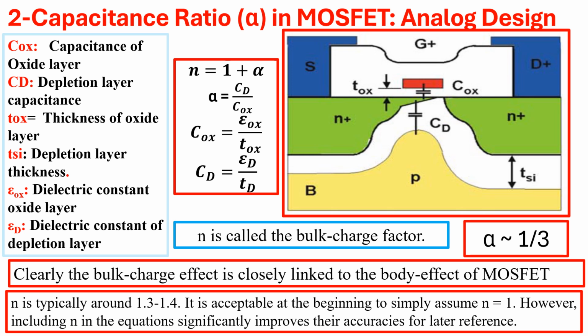N is typically around 1.3 to 1.4. It is acceptable at the beginning of the modeling to simply assume N is equal to 1. However, including N in the equation significantly improves the accuracy and efficiency, which we will discuss at a later stage.